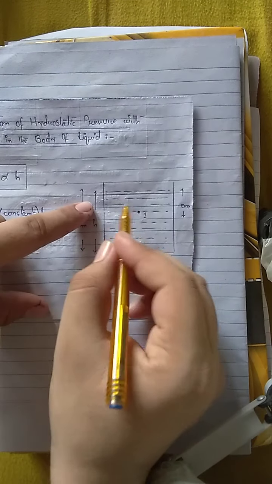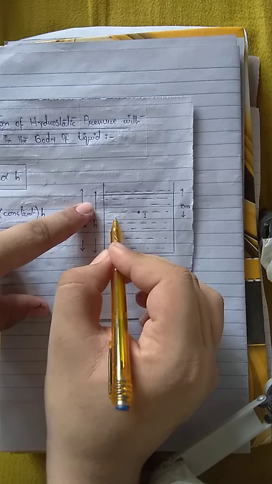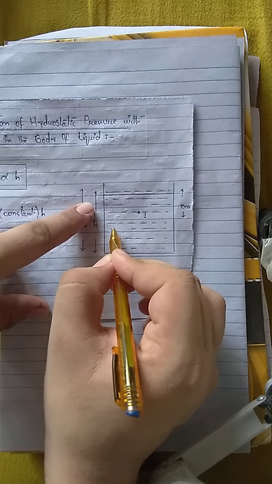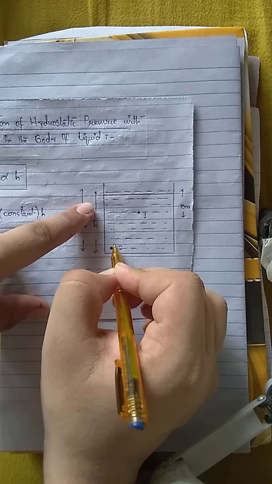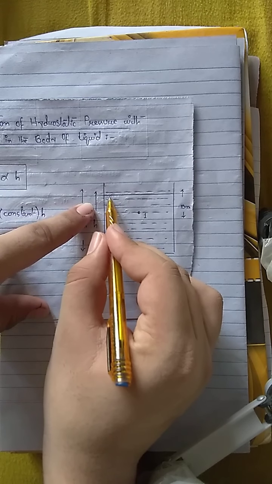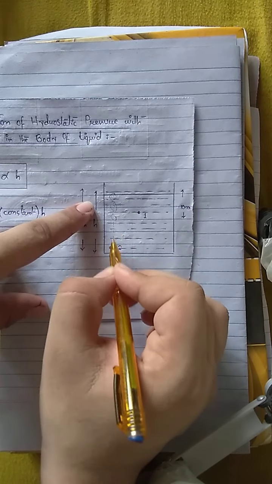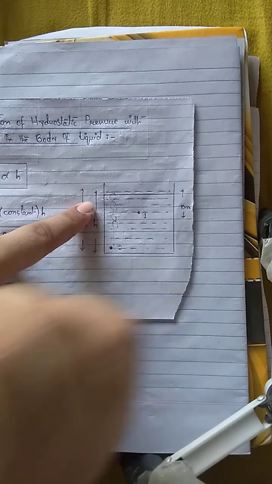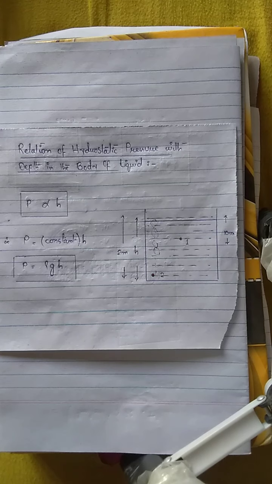So this means that as we go down in the body of the liquid, the value of the hydrostatic pressure which is exerted by the column of liquid continuously increases, and the logical reason behind it is that the number of molecules which are present above the point is increased. So this is the basic concept of hydrostatic pressure, that hydrostatic pressure is directly dependent on depth, and as we go down in the body of the liquid, the value of the hydrostatic pressure continuously increases.